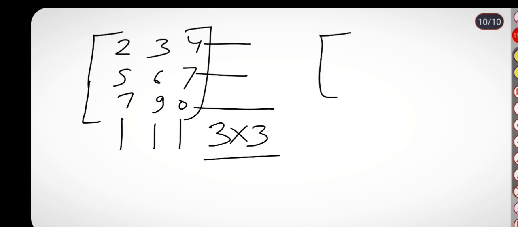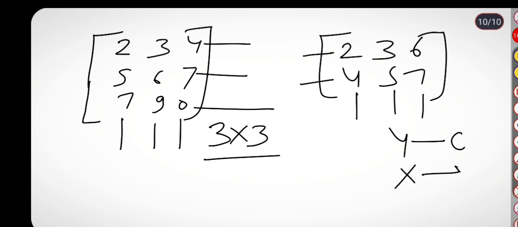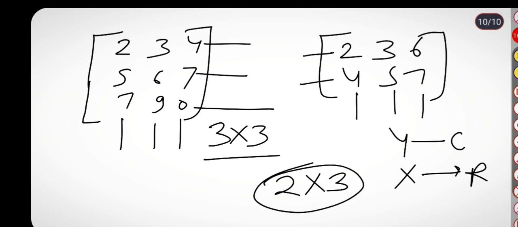When we write the second example, 2 3 4, 5 6 7, what is the order there? You can consider the x-axis and y-axis. There are 2 on the x-axis and 3 on the y-axis. The y-axis denotes columns, and the x-axis denotes rows. Then you can count. There are 2 rows and 3 columns, so the order should be 2 cross 3. This is the basic way to find the order of the given matrix.